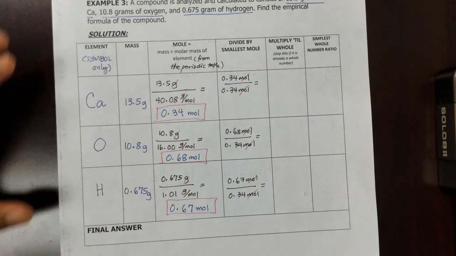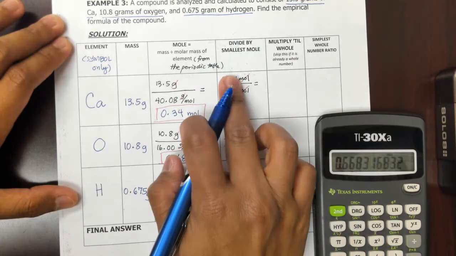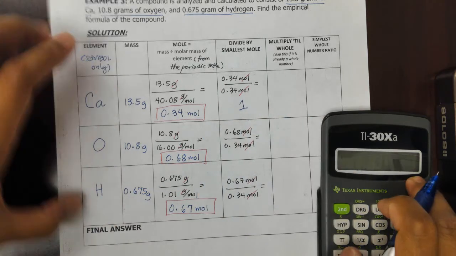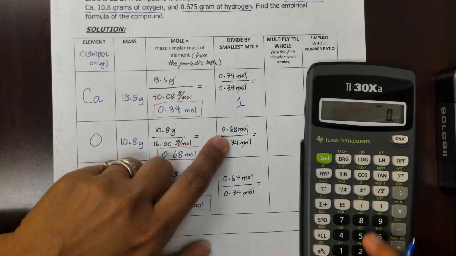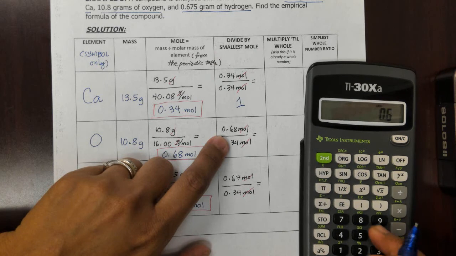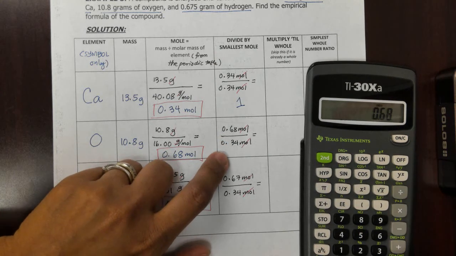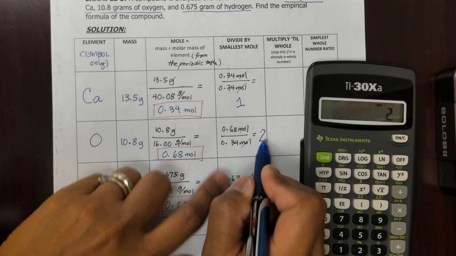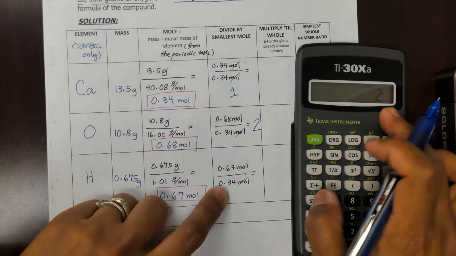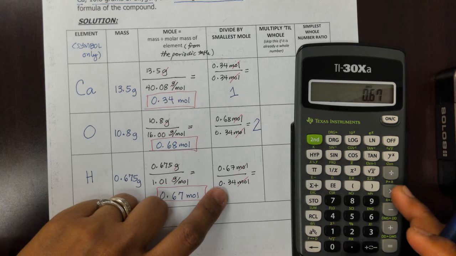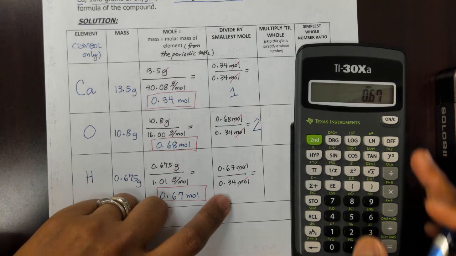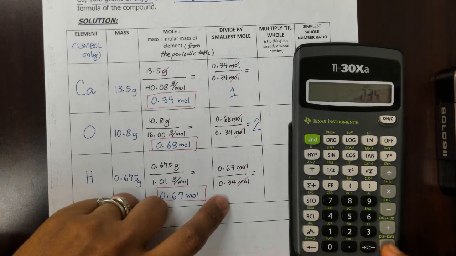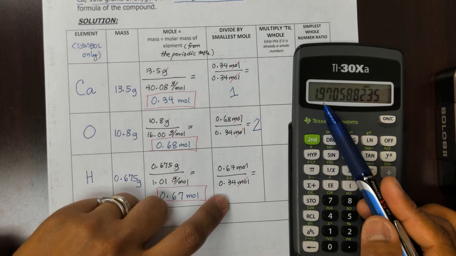And then now we're ready to do it in the calculator. So 0.34 divided by 0.34, that will just be a 1. And then the second one is 0.68 divided by 0.34. That's going to be a whole number 2 here. And lastly, this one is 0.67 divided by 0.34. That's going to be equal to 1.97.